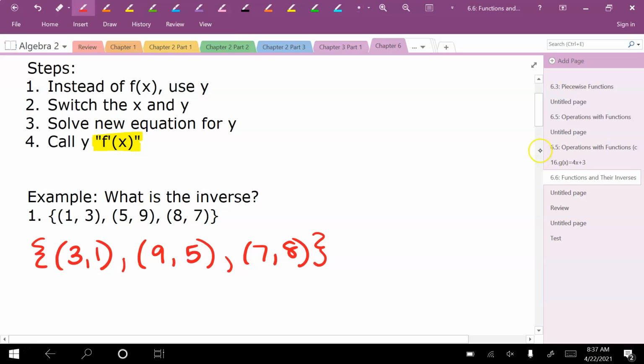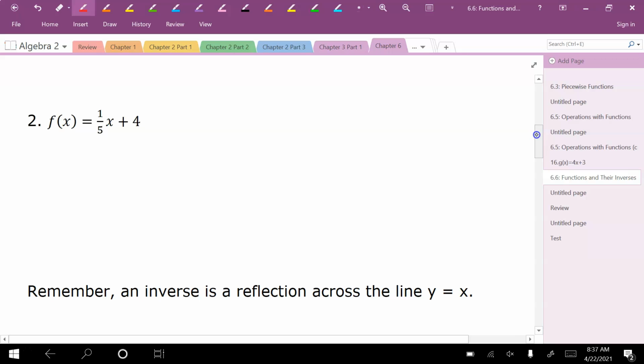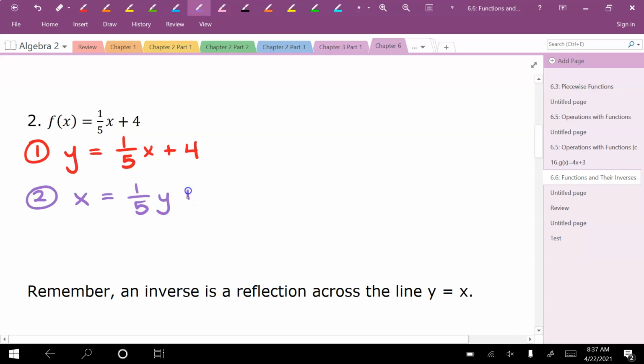Now let's take a look at an example where we have to do those 4 steps. Okay, so number 2 says f of x equals 1/5 x plus 4. So I'm just going to follow my steps. Step 1 says to replace f of x with y. So I'm going to now say y equals 1/5 x plus 4. Step 2 is to switch the x and the y. So make those letters change places with each other. So now it's going to say x equals 1/5 y plus 4.